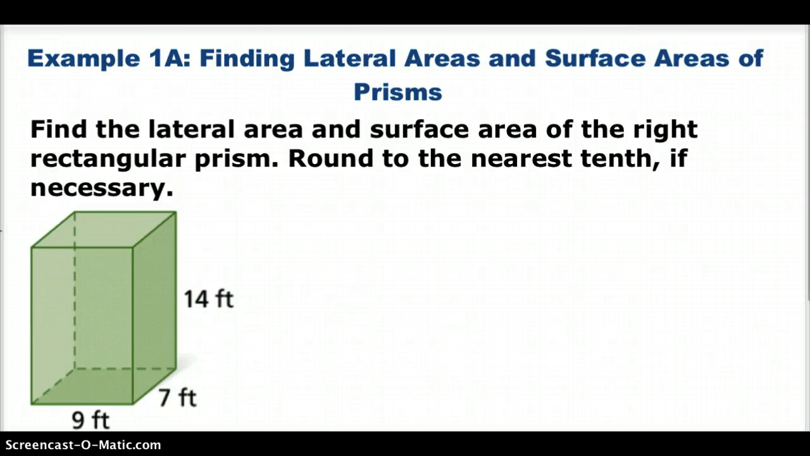Let's go ahead and look at an example of finding lateral areas and surface areas of a prism. This one says, find the lateral area and the surface area of the right rectangular prism, and round to the nearest tenth if it's necessary. If this is a right rectangular prism, it means that this lateral edge and this base edge form a right angle here. So that's important to understand.